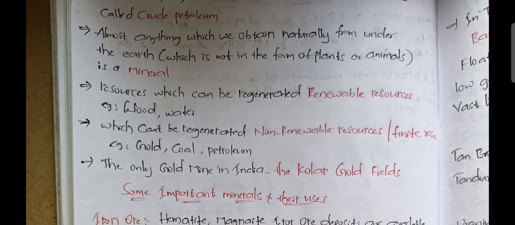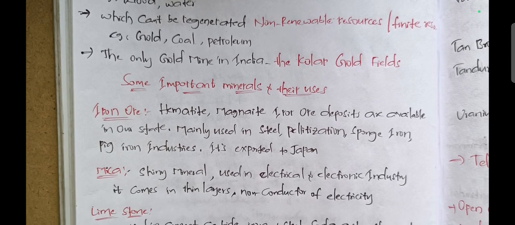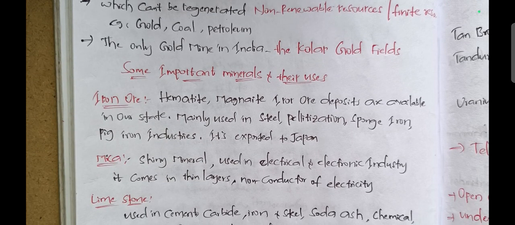The resources which cannot be generated are known as non-renewable resources. These are also known as finite resources. For example, coal and petroleum. The only gold mine in India is the Kolar Gold Fields, also known as KGF. Now let us discuss some important minerals and their uses, starting with iron ore.